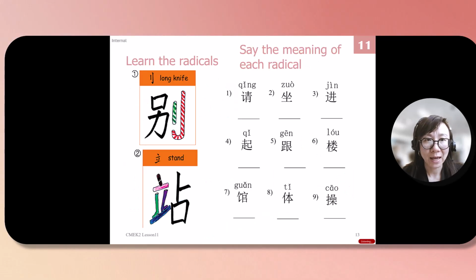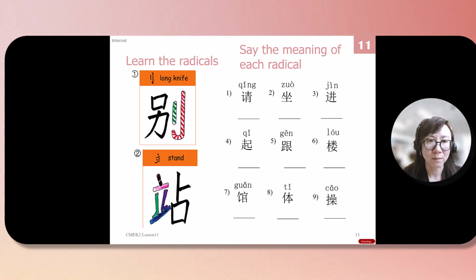All right, now let's have a look at the exercises on this page. We already know the two characters, 别 and 站. 别 has got a long knife, or maybe standing or vertical knife, as its radical on the right hand side, meaning don't. So you are forbidden to do something. Whereas for 站, its radical is on the left hand side and it means stand by itself. Now moving on to the next exercise, let's say the meaning of each radical.